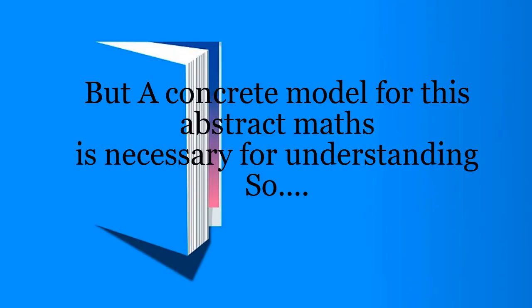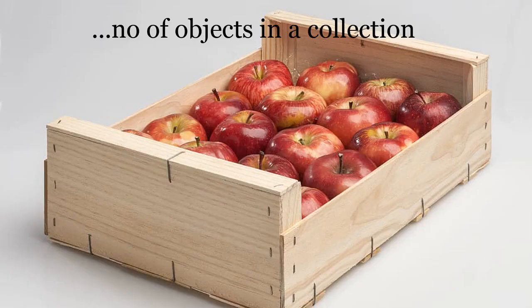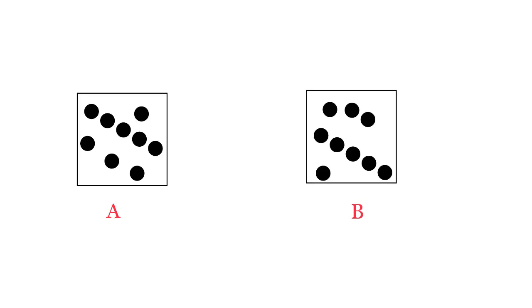A concrete model for the abstract concept of integer will indicate the intuitive basis on which the laws 1 to 5 rest. For better understanding, instead of using symbols like 1, 2, 3, let us denote the integers as number of objects in a collection. Let A and B be the number of dots in each box.